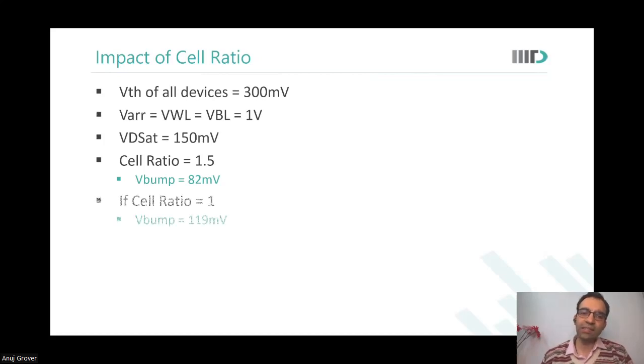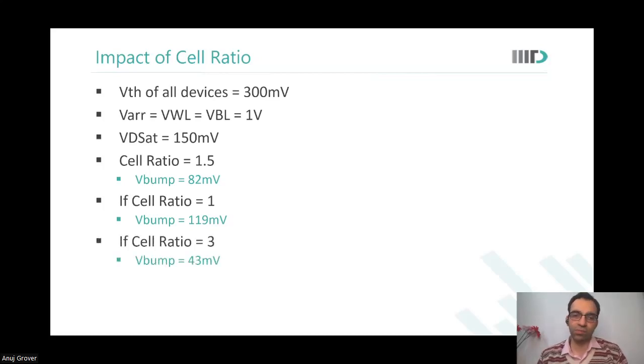When we do that, we notice that Vx, or V bump, comes to be 82 millivolts. Now, if I change the cell ratio to 1, V bump rises to 119 millivolts. So if V bump rises, what happens? What FOM degrades? Stability degrades. SNM degrades immediately, because now you have lesser noise margin. Now we went to a still bigger cell ratio, and you see V bump reduced significantly.